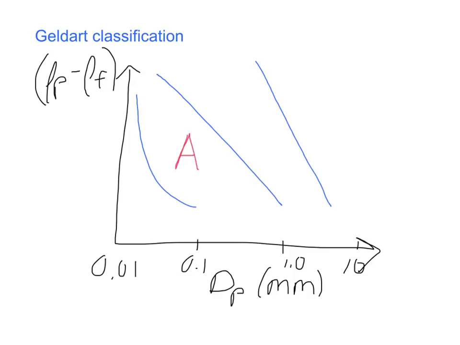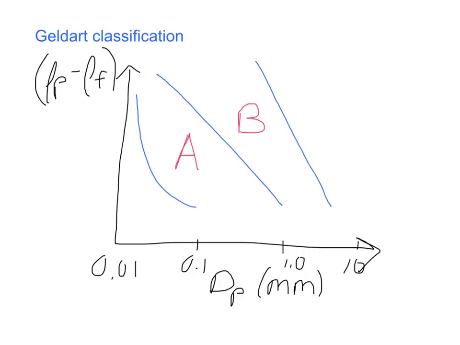The next classification of powder is type B, and type B would be up here between these two lines. This tends to be for particles which are a little bit larger than the ones in type A, and these particles only give rise to bubbling fluidization. There is no non-bubbling fluidization at this point.